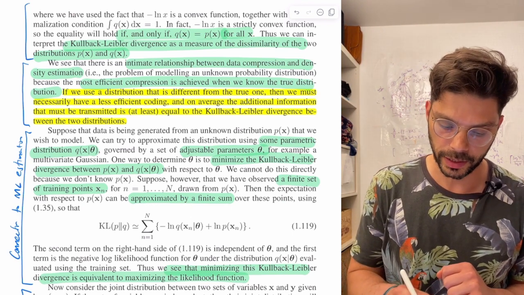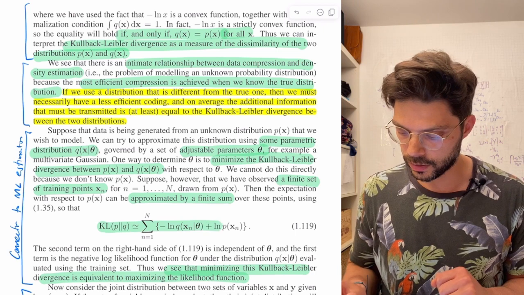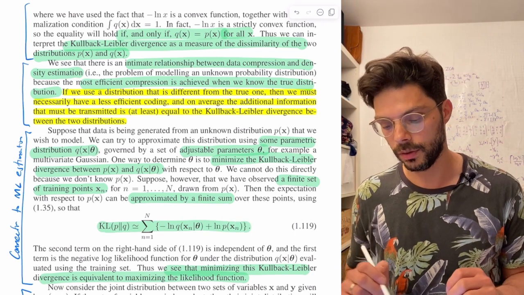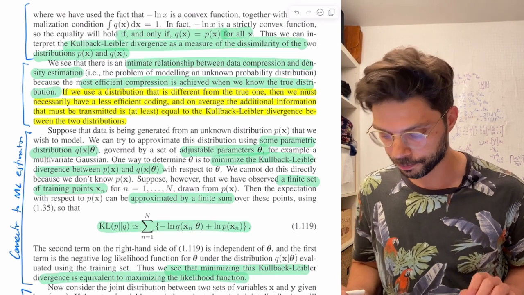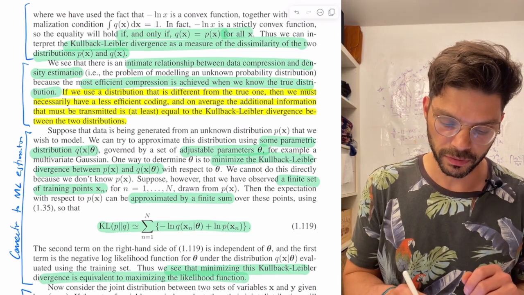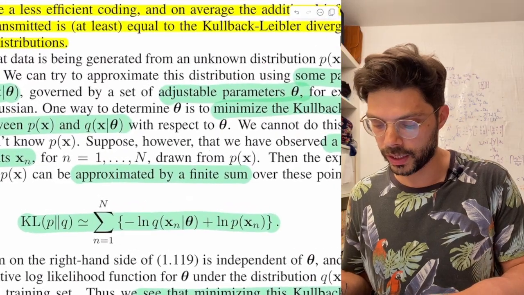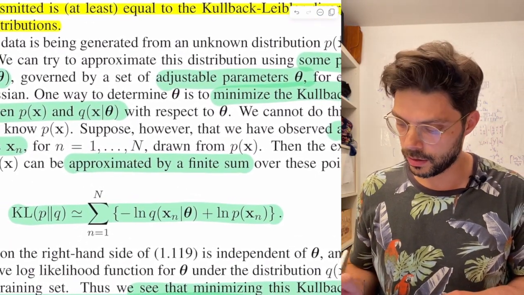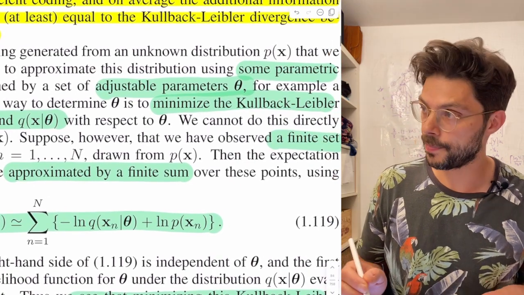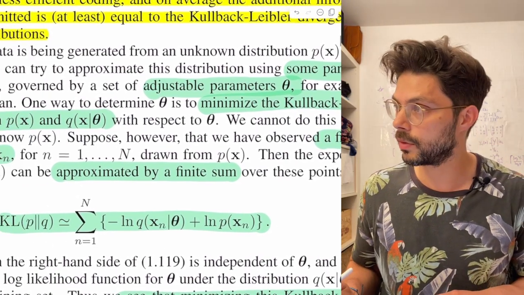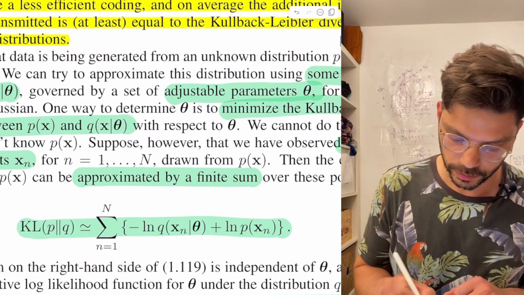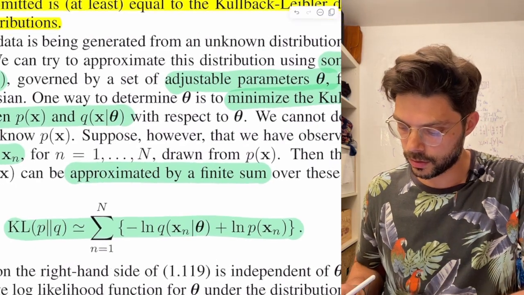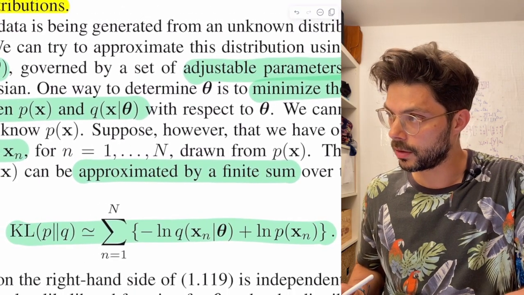Actually, let me highlight this important expression, the approximation to the KL divergence. Let's see where this comes from. It's pretty straightforward, so let's do this quickly. I'll just zoom in and adjust this so you can see.